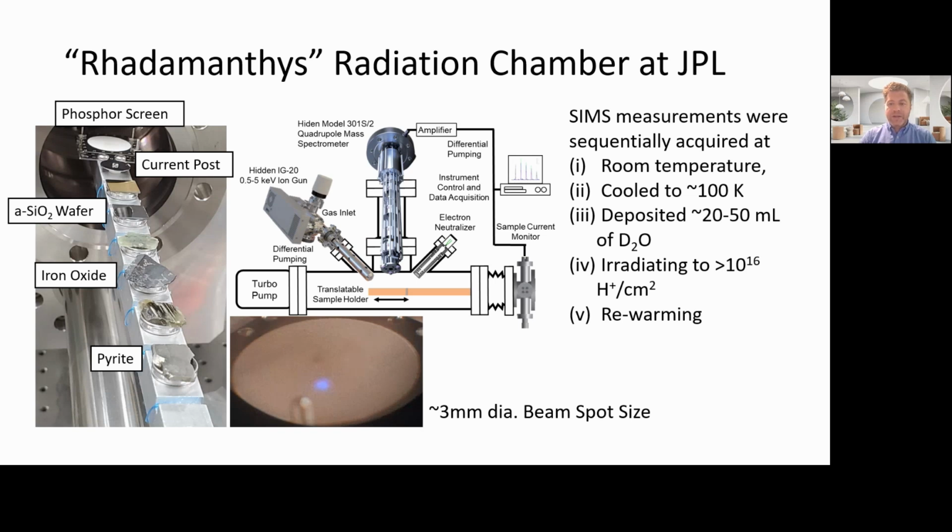So the SIMS measurements were acquired at room temperature, after cooling the samples to 100 K, after depositing approximately 20 to 50 monolayers of D2O onto the surface, and then after irradiation and upon rewarming. Next.